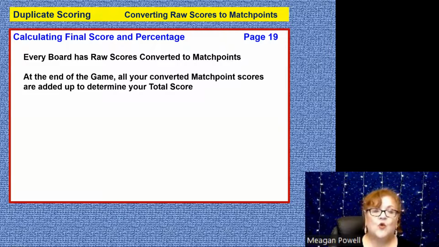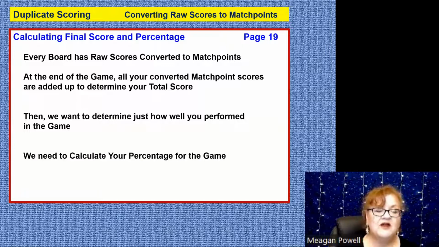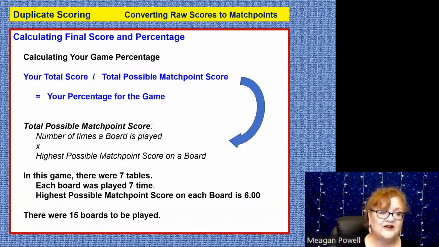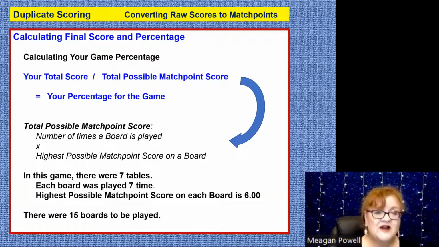Now, once all the match pointing is done, we need to take those match pointed scores and determine a total score for you. We want to determine just how well you performed in the game. And along those lines, what we do is calculate a percentage for your game. So how does this work? We add up all of your match point scores. Your total match point score is then divided by something called the total possible match point score. And that gives you your percentage for the game. What do I mean by that? What is total possible match point score?